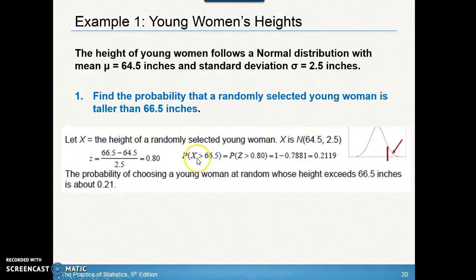Notice my probability statement: the probability that x is greater than 66.5. That's important because the x here shows x is one individual woman, picking one woman whose height is greater than 66.5. Then the probability that z is greater than 0.8. Use your graphing calculator to get 0.2119. So the probability of choosing a young woman at random whose height exceeds 66.5 inches is only 21%.